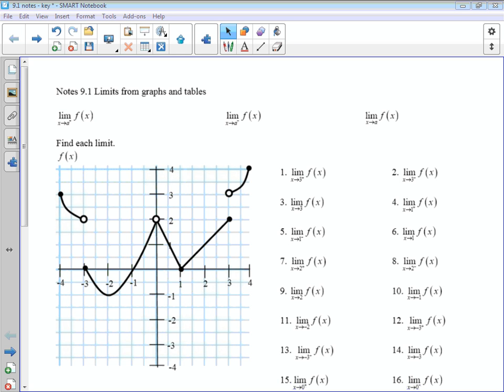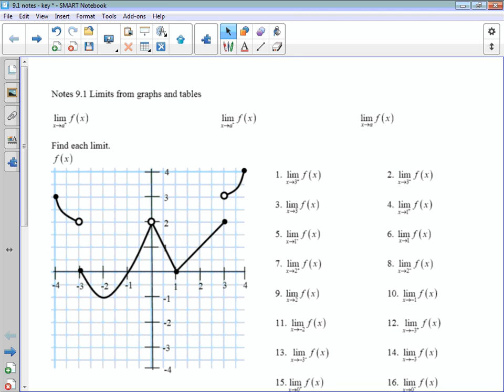All right, guys. So we are doing limits today. We're starting notes 9-1. We're going to do limits from your graph and from your table. Some of you asked about calculators. You would need your calculator to do them from the table, but some of the unit you'll have it, some you won't.